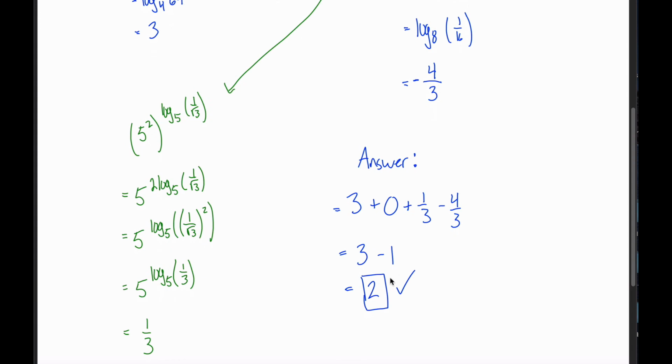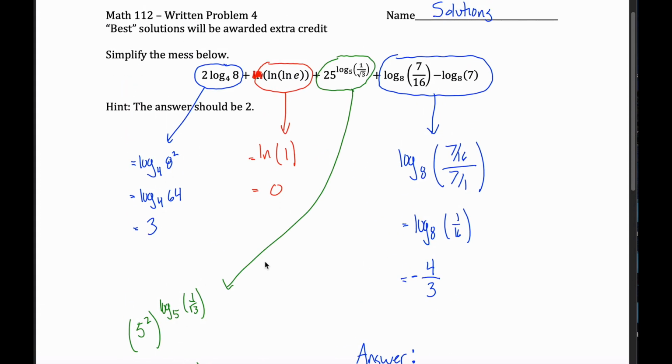But again, the idea is less about getting the answer and more showing where the answer comes from. And here's one way that you could show where the answer comes from.